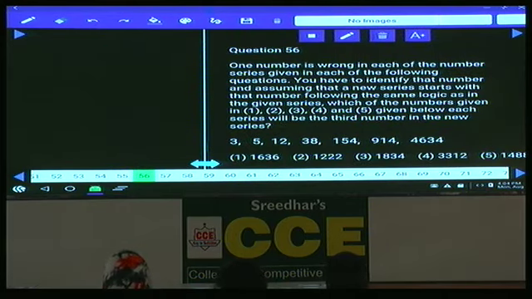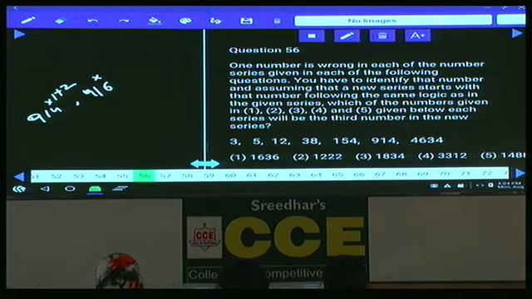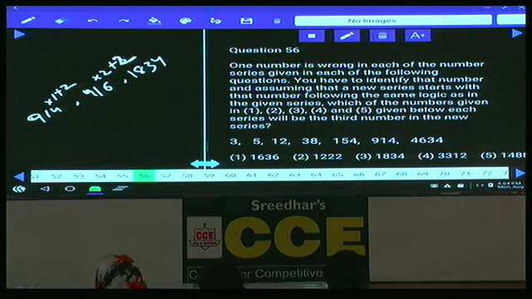914 into 1 plus 2. 914 into 1 plus 2 is how much? 916. Now 916, this is the second number. And next one 916 into 2 plus 3. 916 into 2 plus 3, 900 into 2, 18. 1832 plus 3, 1835, choice. Into 2 plus 2 only. 1834. 1834 is the answer, choice 3. Hence, this is the next number in this wrong number.